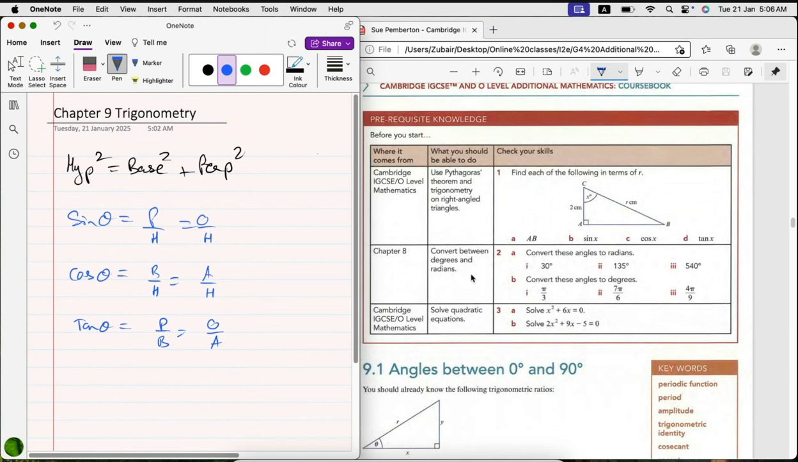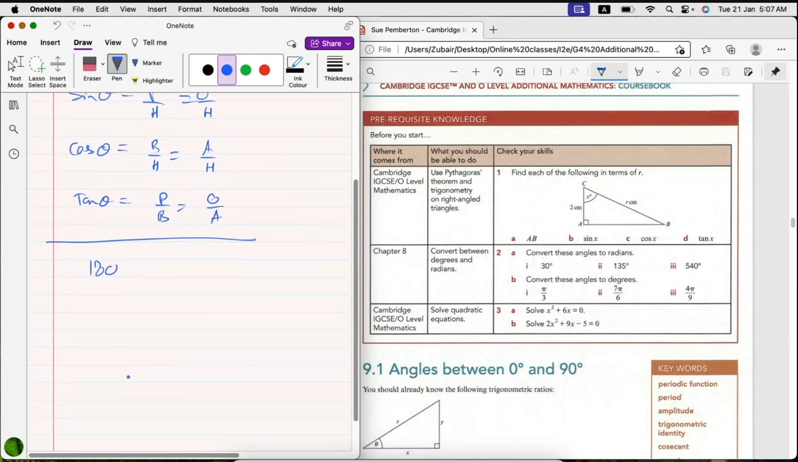And then converting between degrees and radians. We did this in chapter 8, circular measures. 180 degrees is equals to pi radian. So basically, 1 degree will be equal to pi by 180. And then radians itself is degrees times pi by 180. And 1 radian will be 180 over pi. Just simple cross multiplying.